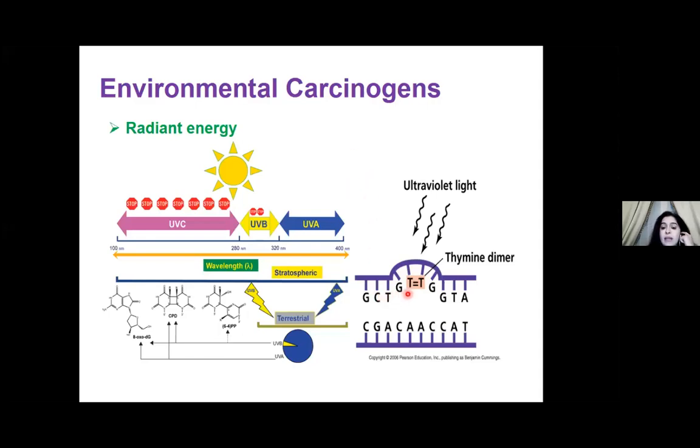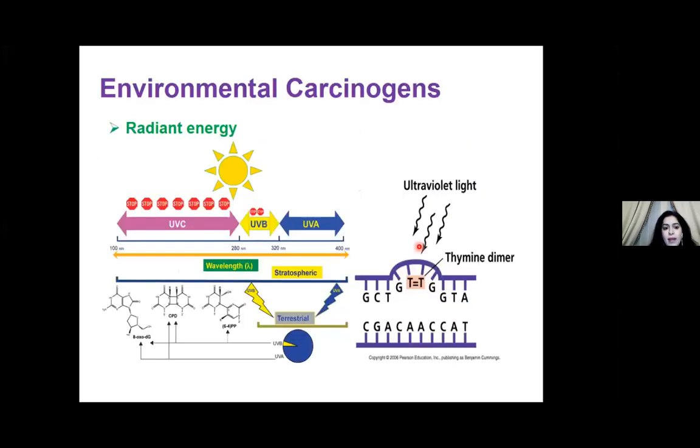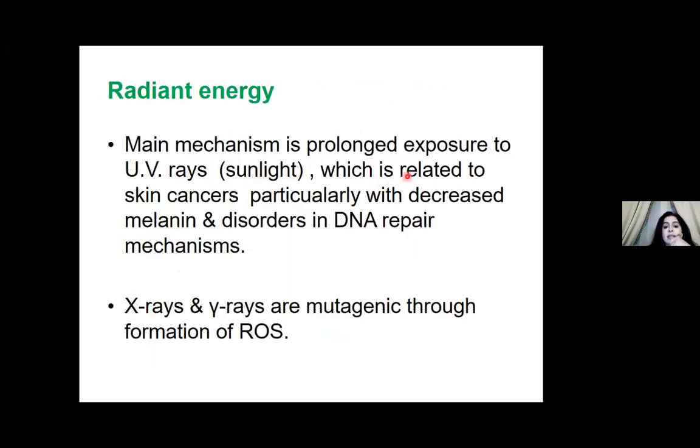And I mentioned here a genetic disorder, which is not due to radiant energy, but due to mutation in the genes responsible for the repair. Okay, so let's move back. For radiant energy, the main mechanism is prolonged exposure to UV sunlight, which is related to skin cancers, particularly if there is decreased melanin and disorders in DNA repair mechanisms.